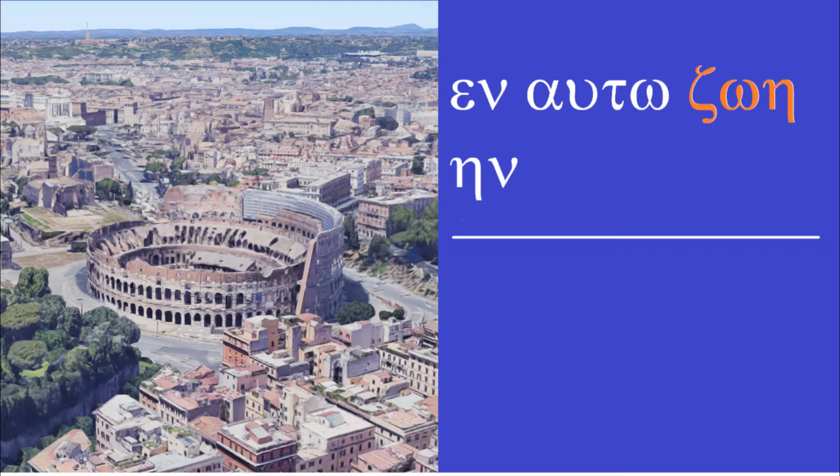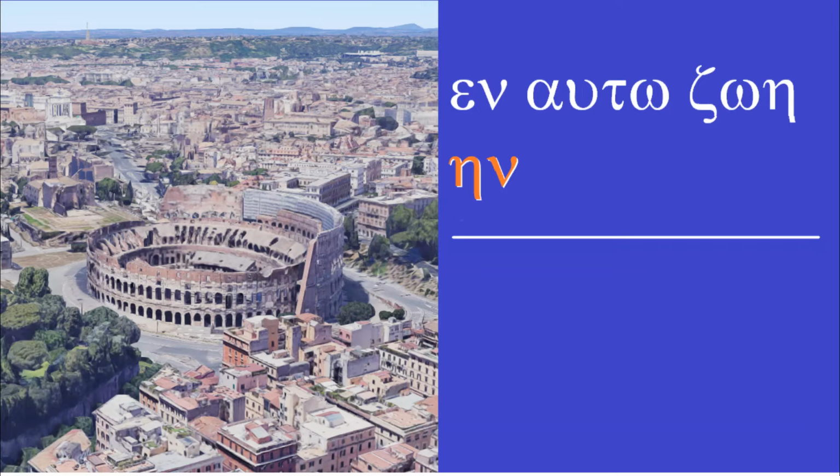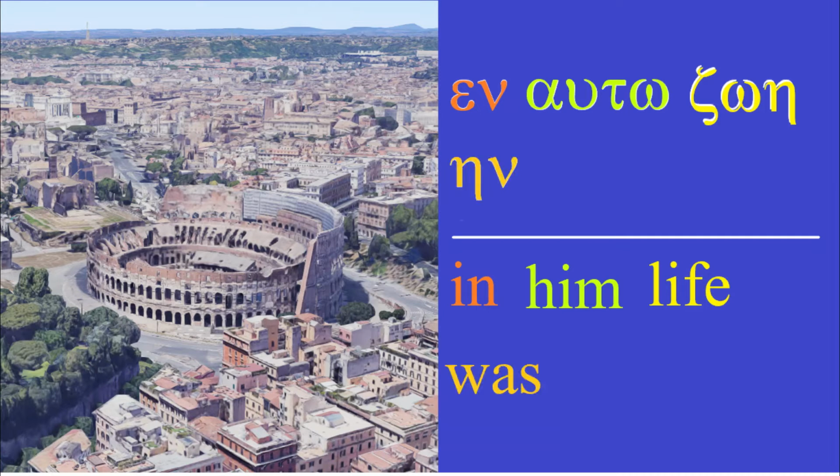The next word is a new one for us, zōē. This is "life," and just think of zoo or zoological. So zōē is life, and then we have ēn, and we've seen this one before. This is "was." Ēn is "was." So en, in, autō, him, zōē, life, ēn, was. In him, life was, literally, or in him was life, as we would say in contemporary English.